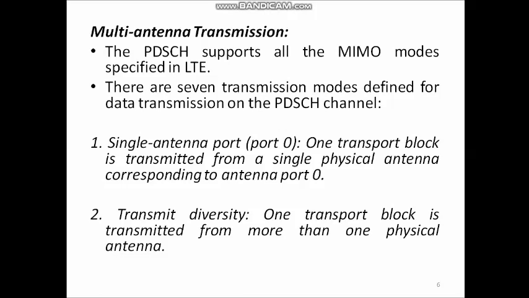The second transmission mode is transmit diversity. So, in transmit diversity, one transport block is transmitted from more than one physical antenna. So, for example, if 2 physical antennas are used, then we can use port 0 and port 1, and if 4 physical antennas are used, then we can use antenna port 0, 1, 2 and 3. So, this is a transmit diversity mode.